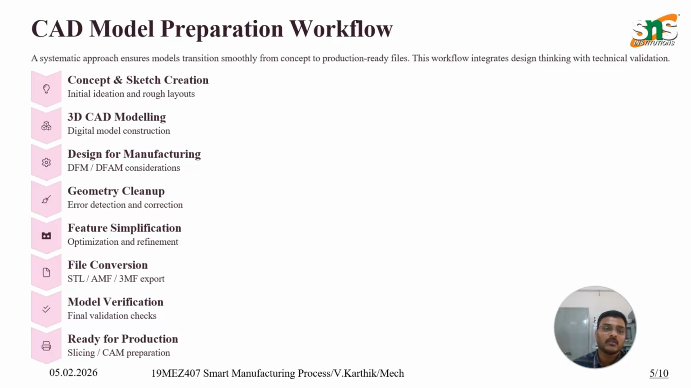Concept is where we make the initial idea about the design, and then we have 3D software like SolidEdge, SolidWorks and CATIA. These are all the software we use to make the digital model. And then DFA, which considers the many parameters for the product we are going to make. And then geometric cleanup, which gives you the error corrections and detections in the design.